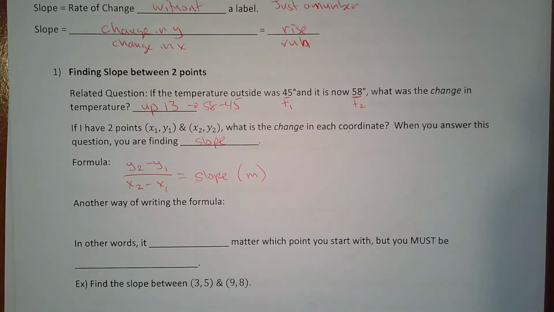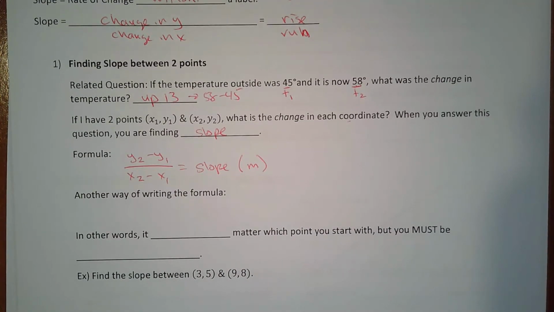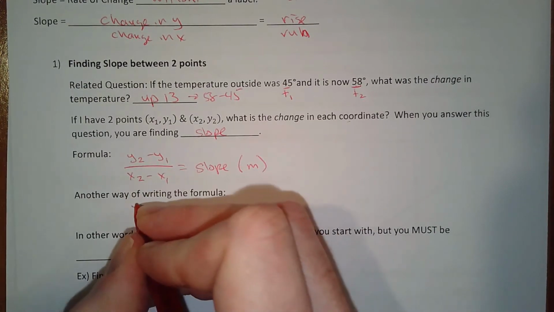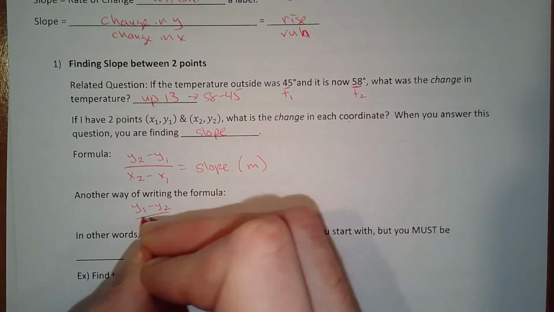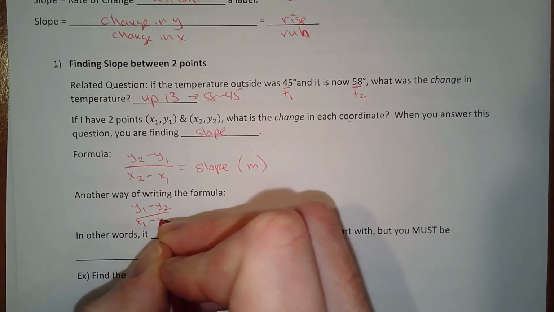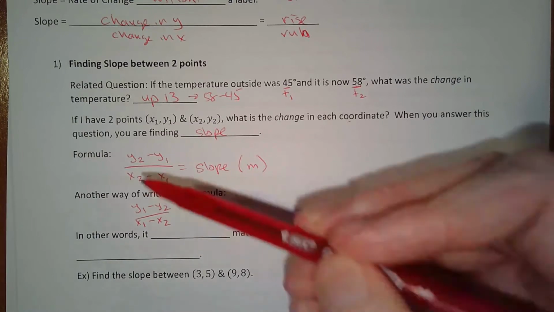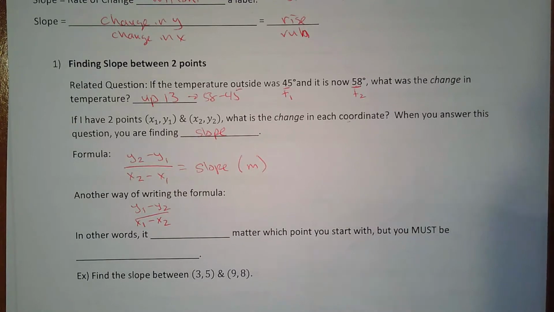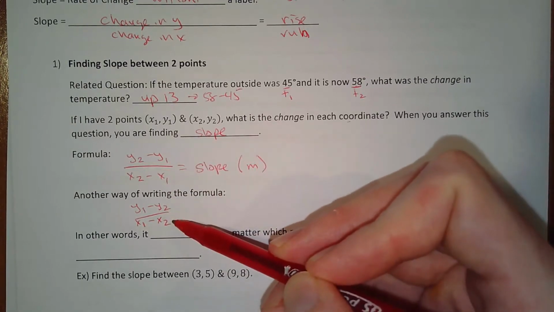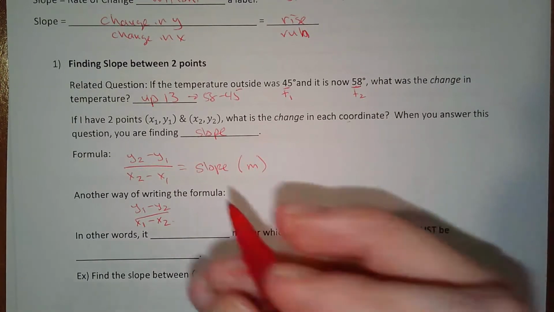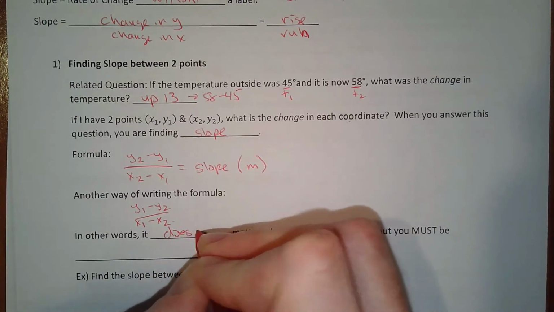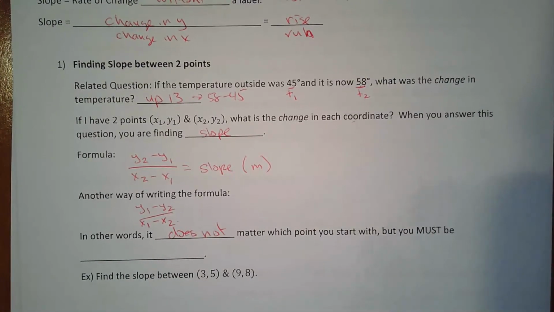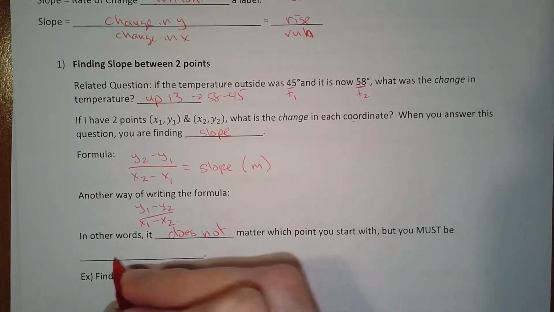So another way of writing the formula is, if you decided, well, I want to switch those, that's fine as long as you switch the x's also. So you see 2's line up, 1's line up, 1's line up, 2's line up. That's fine as long as the y's are on top. It actually can work. You'll get the same answer this way. So in other words, it does not matter which point you start with, but you must be consistent.